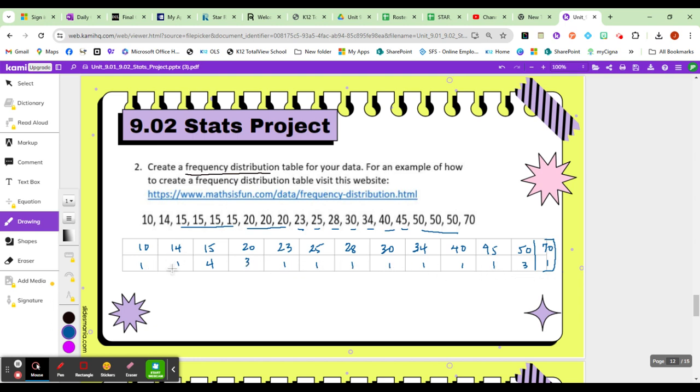And to double check, these frequencies should add up to be 20 numbers. So I want to add them. 1 plus 1 is 2. 2 plus 4 is 6. 6 plus 3 is 9. 10, 11, 12, 13, 14, 15, 16. Plus 3 is 19. 19 plus 1 is 20. All right, so there's your frequency table. Again, this link is just to show you how to do a frequency table. You don't need any information from there, but I just added it to be helpful.